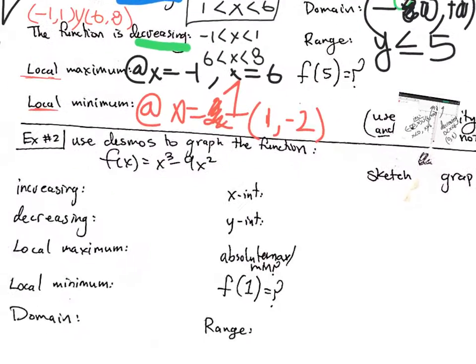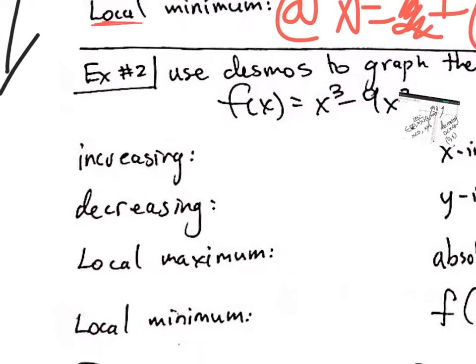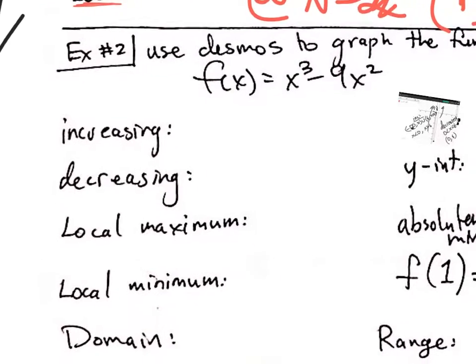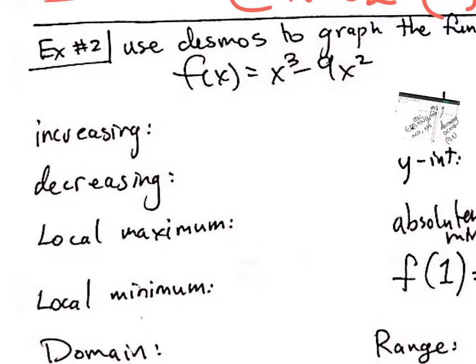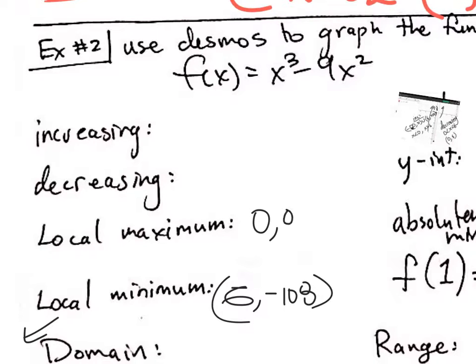You could write that in there. Local maximum and local minimum, if you're looking at your graph, the local minimum was at 6, negative 108, I hope. And that's the thing that I threw away over there. And the local maximum was at 0, 0. So I'm listing coordinates of points. I could also say it's at x equals 0 and it's at x equals 6.